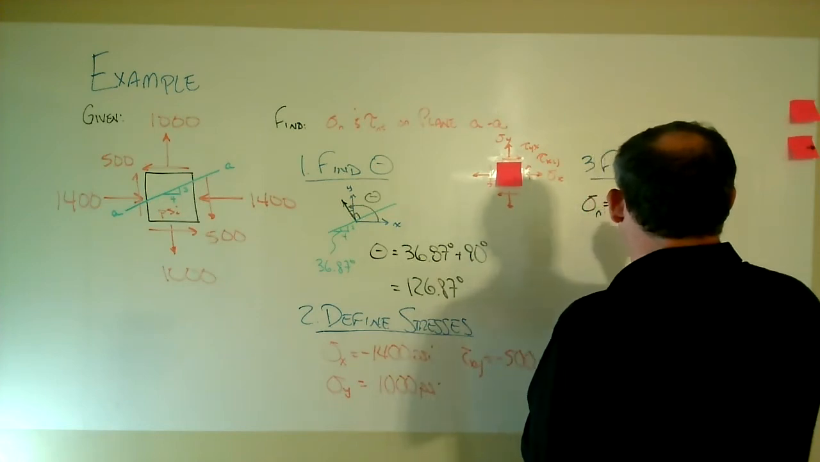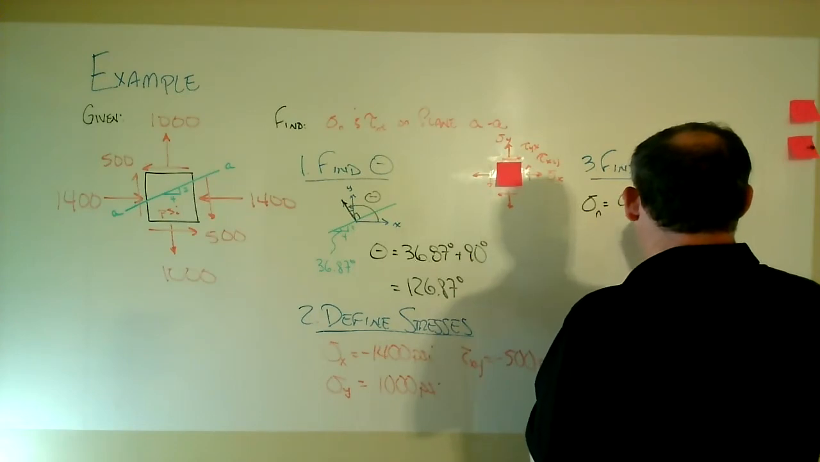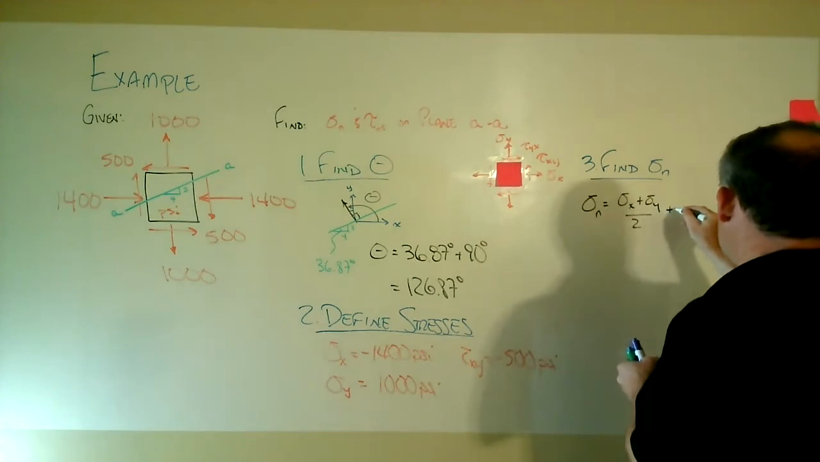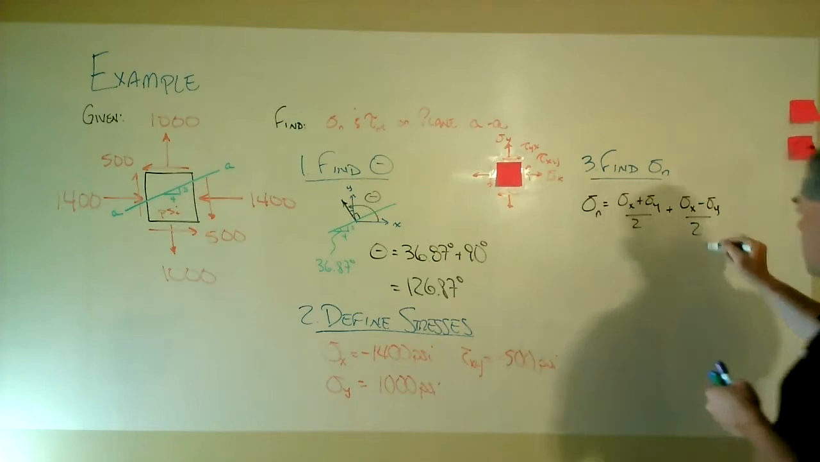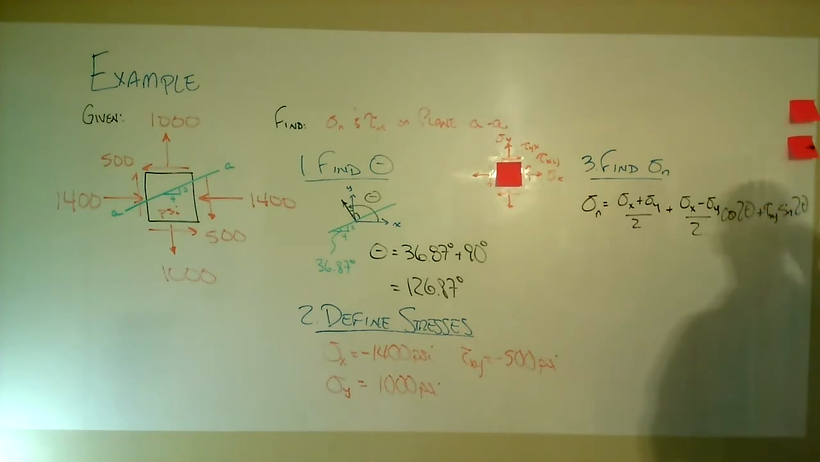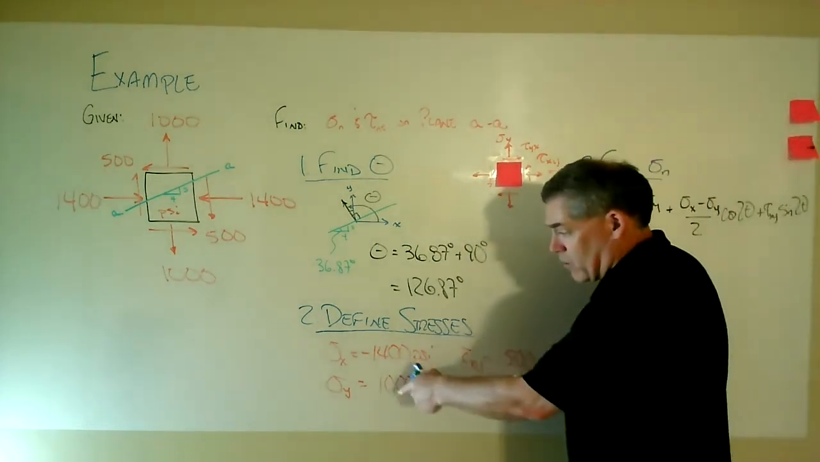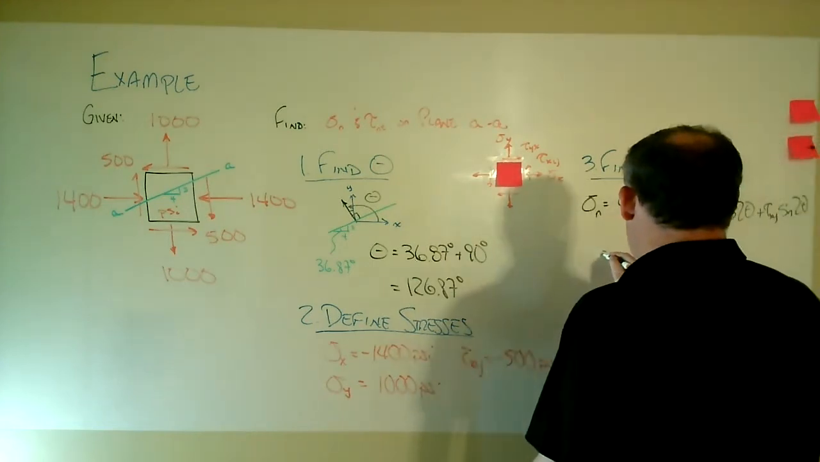sigma n is equal to the average of sigma x and sigma y. That's the first term in that expression, plus the difference between those two divided by 2 times cosine of 2 theta plus tau xy times sine of 2 theta. And now we've got to put all the numbers in there correctly, including their algebraic signs. To not do that correctly will mess everything up, right?